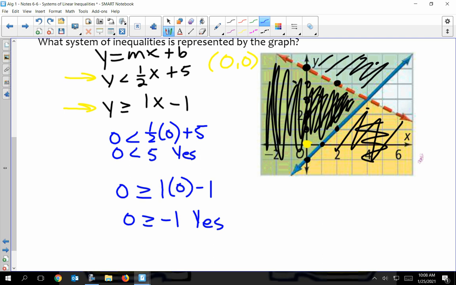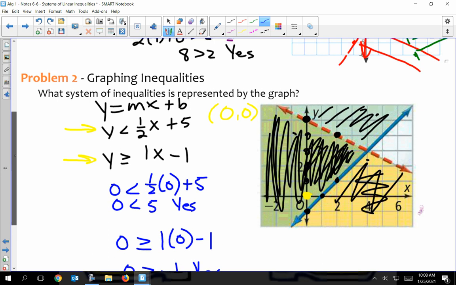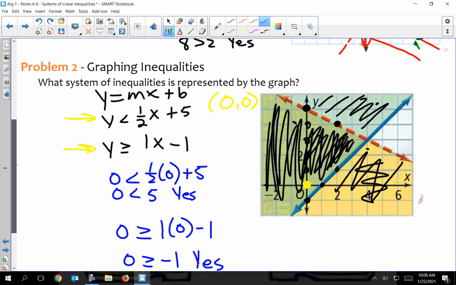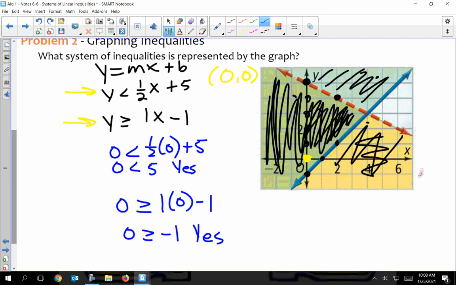So there you go. Once again, I just don't like the way that they shade this. I'm not colorblind, but I have a hard time understanding the colors and whatever. So that's why I draw straight lines on my shading instead of just shading it with scribbles.